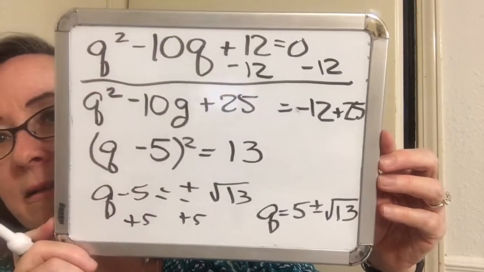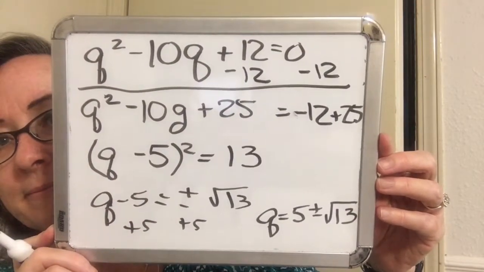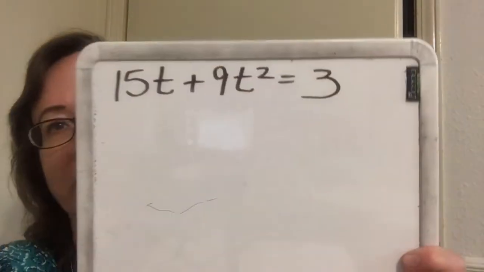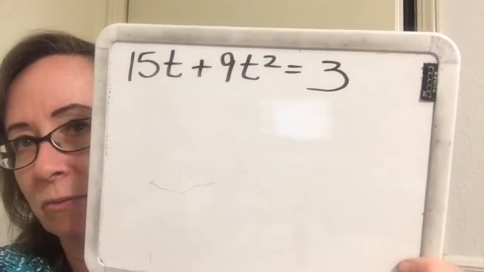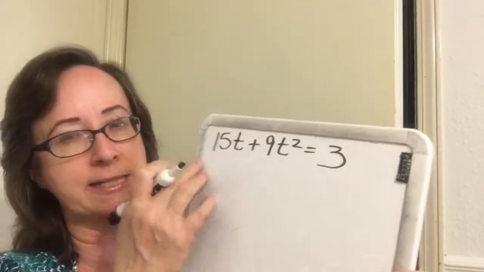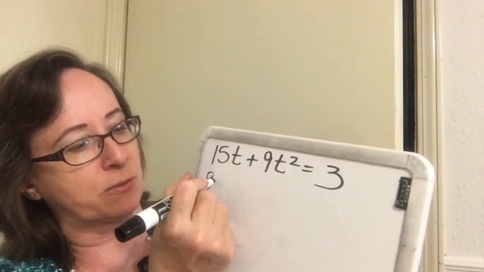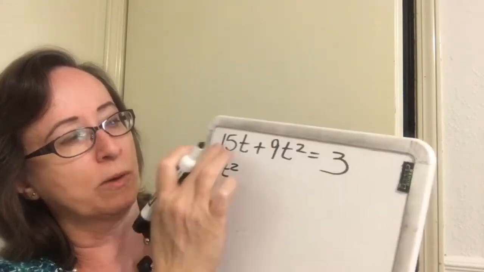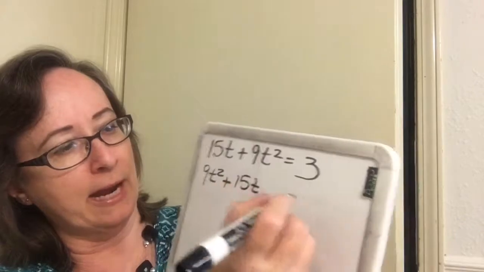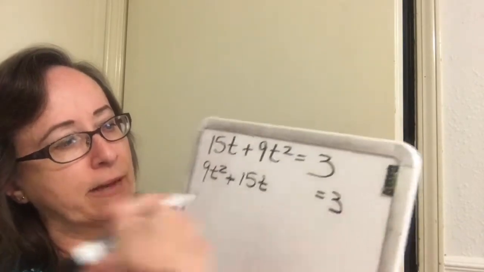And that is the correct answer. All right, and the very last problem, we have a little bit of work to do. First of all, look at that mess. It is not in the right form to begin. So we're going to move the 9t squared to the front because that's my squared term. We're going to move the 15t there, and we already have our 3 on the other side.